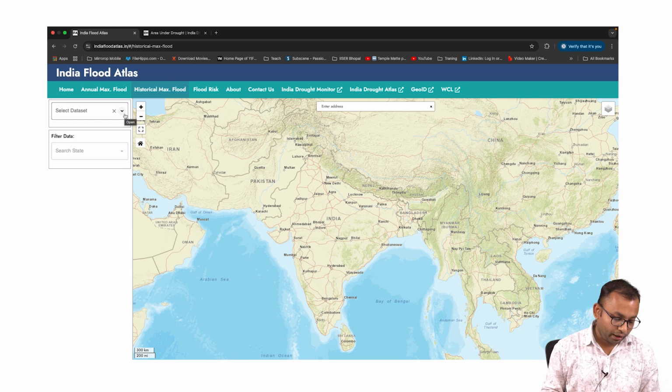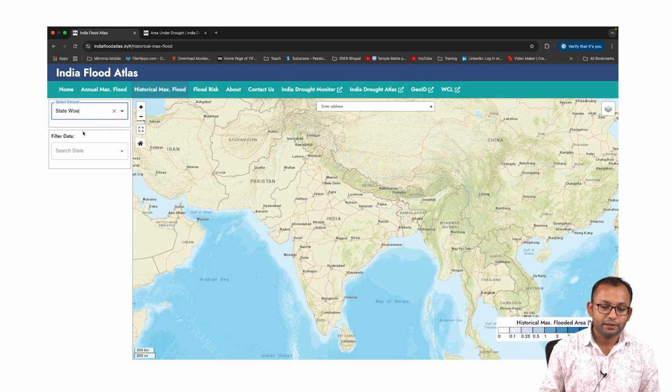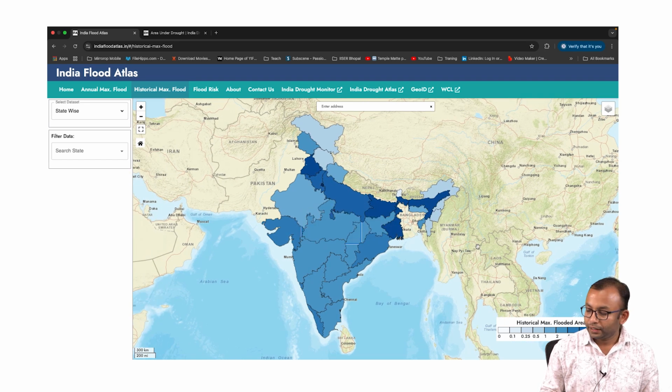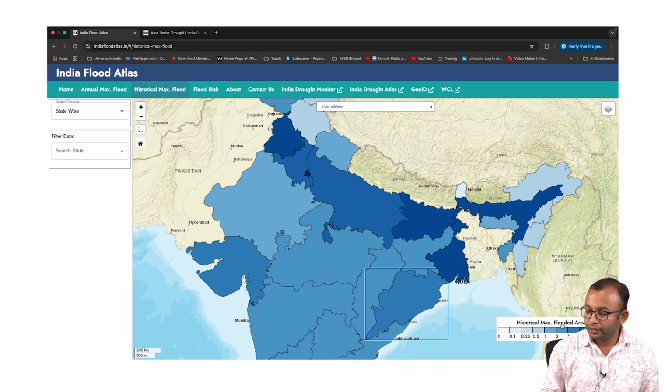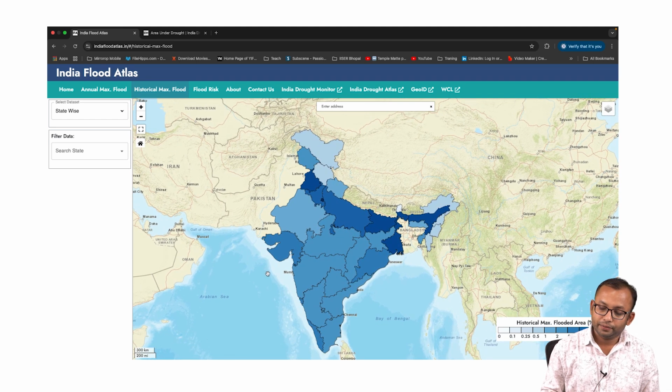In the left part of this web portal, we have to select either state wise or district wise. Suppose we start with state wise, to see which state has the highest maximum flood occurrences in past years. This shows the historical maximum flooded area across different Indian states. The states along the Himalayan region, for example Punjab, Haryana, Delhi, Uttar Pradesh, Uttarakhand, Bihar, some part of West Bengal and then Assam, all show a very high historical maximum flooded area.